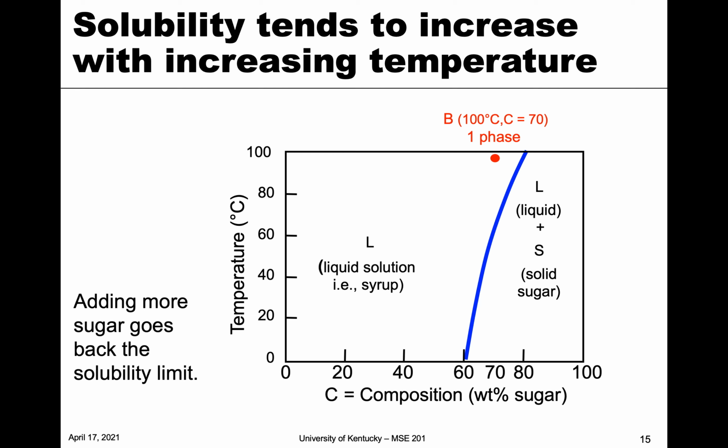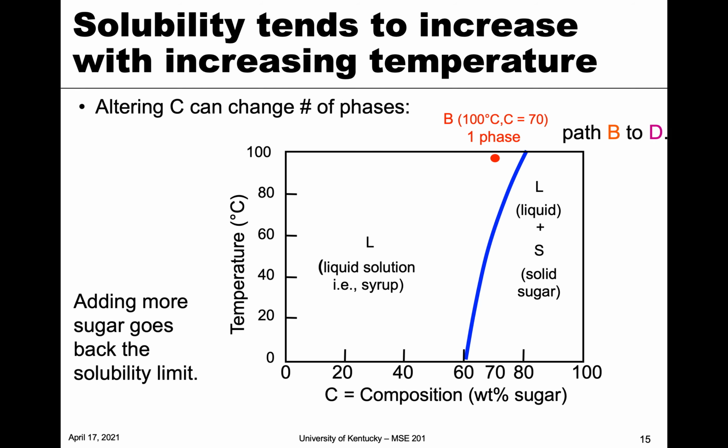But the other converse part of that is that if we cool it back down, this is showing that if we further increase, we'll still get two phases. But what I was saying before is that if we have that 70 weight percent sugar solution, if we cool it back down, you would expect eventually the solid sugar to precipitate back out.